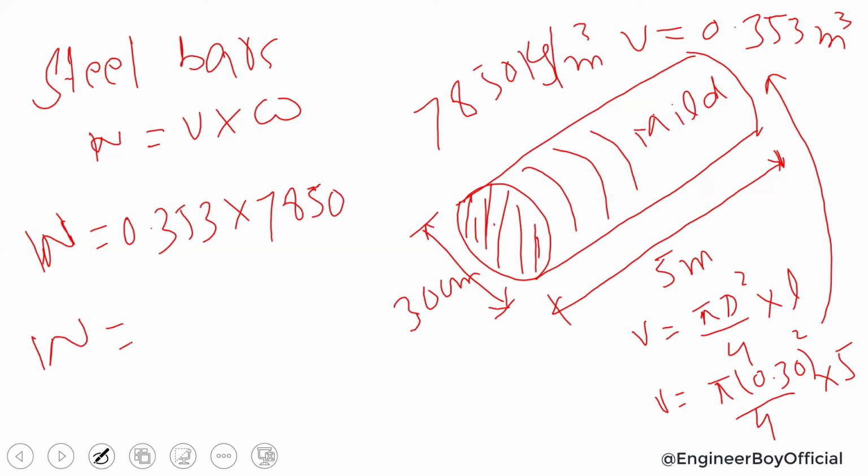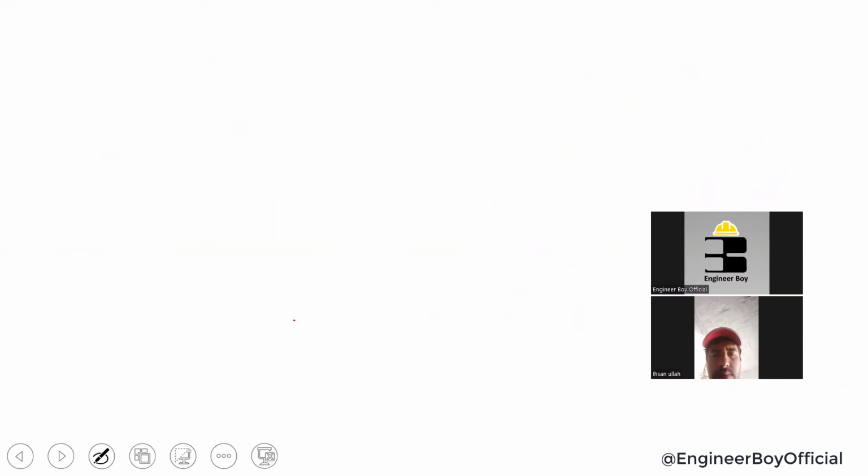Just multiply the volume with 7,850. We actually have 2,774. This is in kg. Is it clear? Now, we will move ahead to some formula stuff, because calculating the volume and then calculating the weight takes much time, okay?